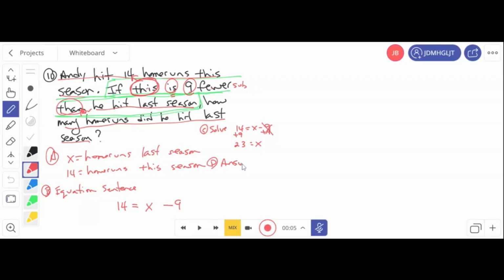Then answer the question. He hit 23 home runs last season. That's what it was asking for. How many last season?